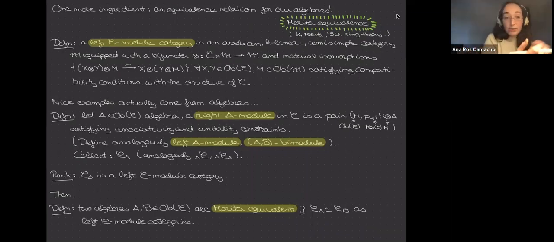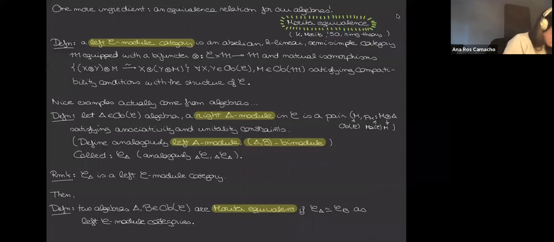So the structure that you have here is compatible with the structure inside of the category you're acting with on one side. I'm defining this only for left, but it is possible to define it on the right. And nice examples of module categories come from algebras.